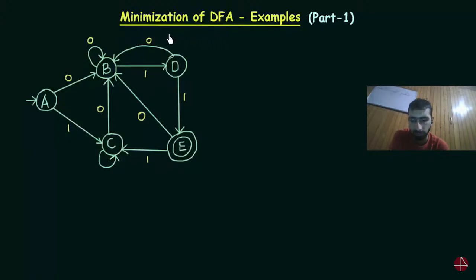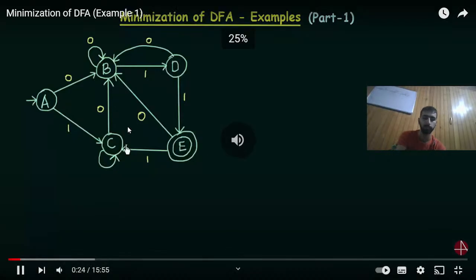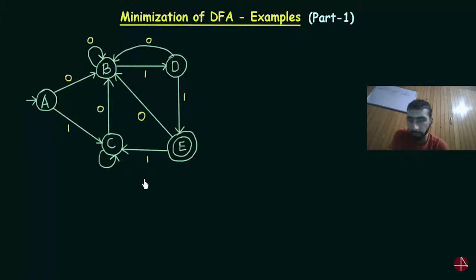So in this lecture, we will be trying to understand practically about minimization of DFA using an example. Here we have an example DFA in which I have 5 states A, B, C, D, E. Our task is to minimize this DFA. That is, I want to design another DFA which performs the same kind of task, but using the minimum number of states possible. So here I have 5 states, and now I want to try to design it using a lesser number of states. Let's see how we can do this.